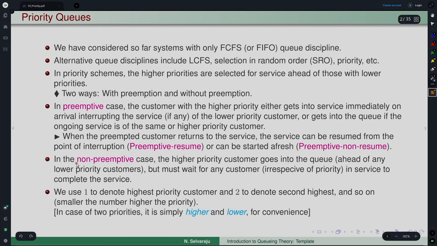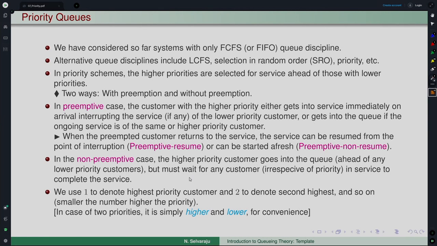In the non-preemptive case, the higher priority customer goes into the queue. If you have a system where separate queues are there, of course he will join the appropriate queue, but for the system as a whole we might consider this a single queue, where he will move ahead of any lower priority customer. But he will be behind any higher priority customer or customers of the same priority who arrived before him, right? Within that priority, they may follow an FCFS basis.